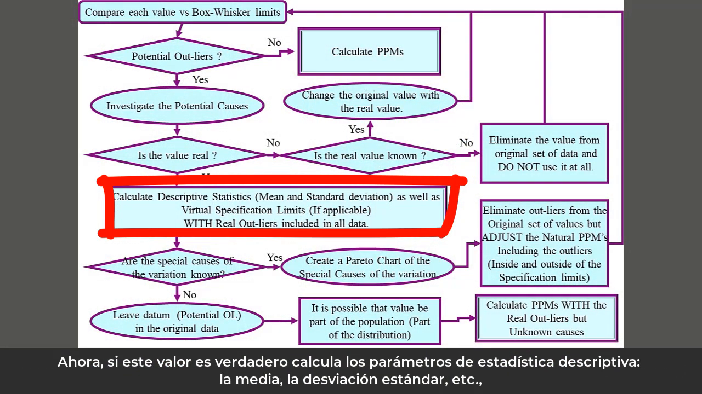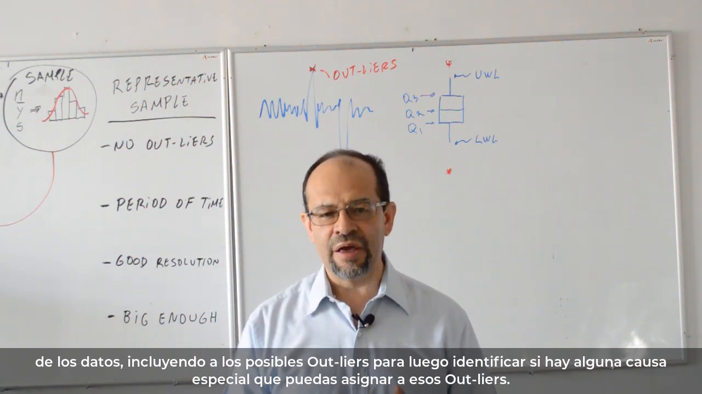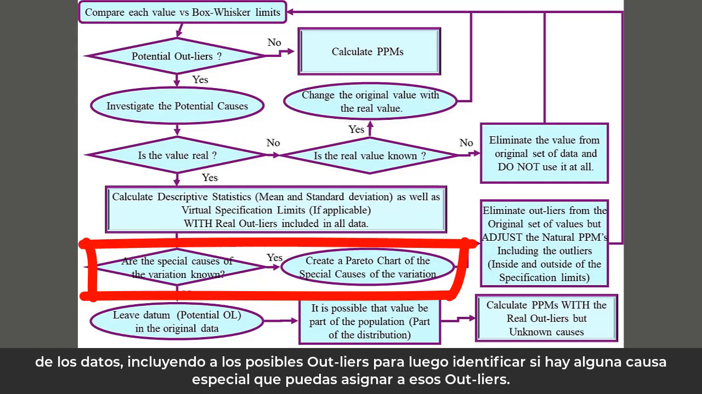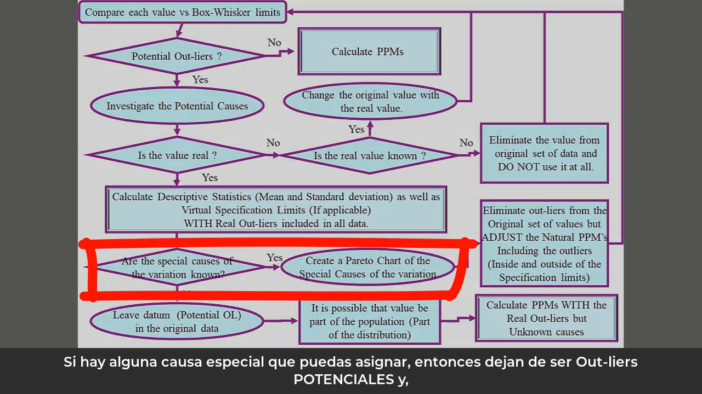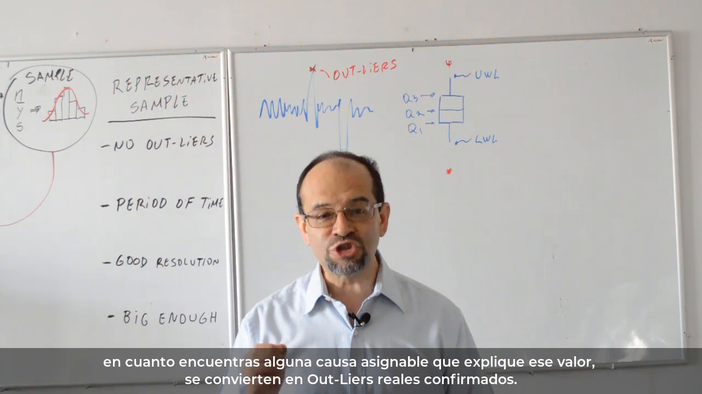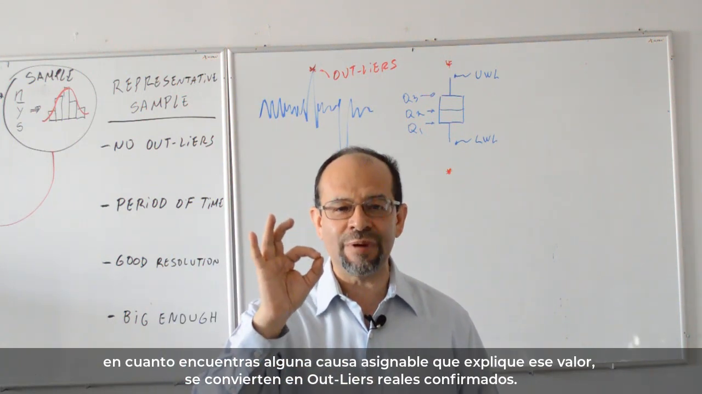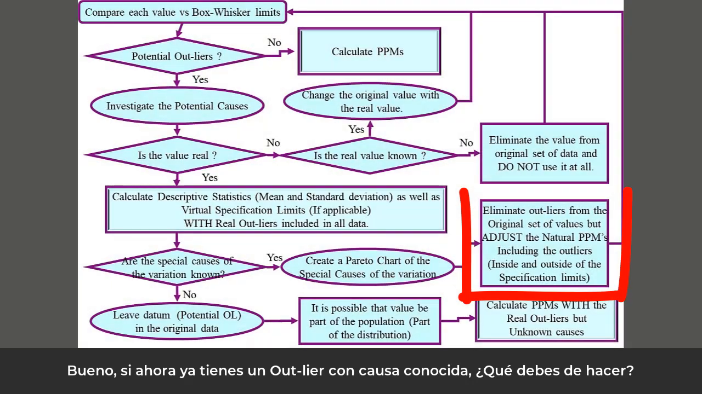Now, if this value is real, use your descriptive statistics, your mean, your standard deviation, etc., from the data, including the outlier. And now you have to identify if there is a special cause that you can assign. If there is a special cause that you can assign, then that becomes an outlier. Before it was a potential outlier, but as soon as you assign something that can explain that value, then it becomes a real outlier. Well, that's an outlier and you know the cause.